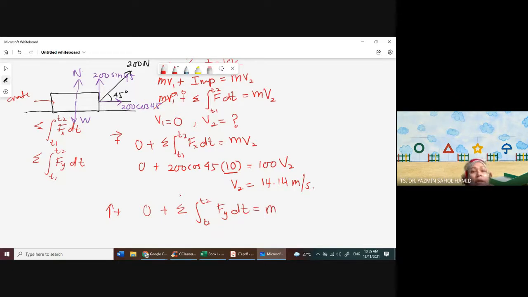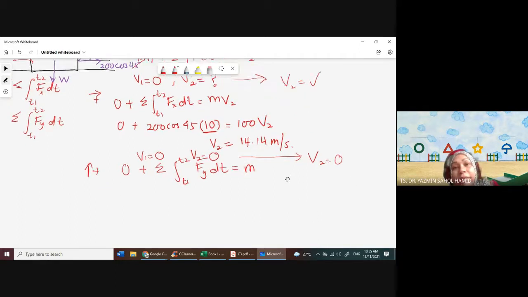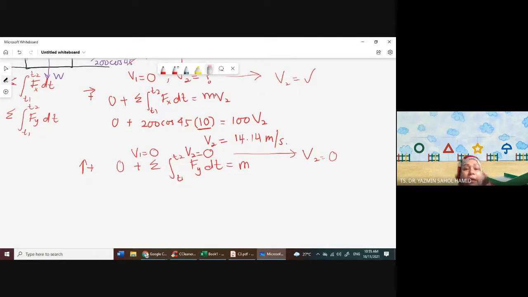Now, in the y direction, what is the velocity? Do you have a velocity in the y direction? What is v1 in the y direction? 0. What is v2 in the y direction? Zero. This one you must be clear. Don't make a mistake, because right now your crate is moving this way, right? So V2 has a value for Fx, but V2 for Fy is 0. Who doesn't understand? Do you have a velocity in the y direction, guys? No. So it will be equal to 0.